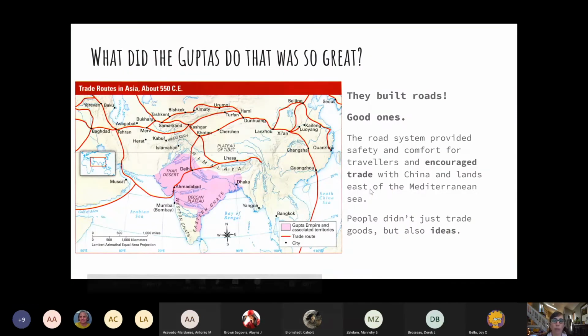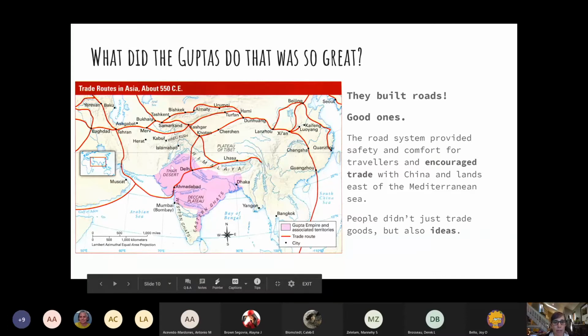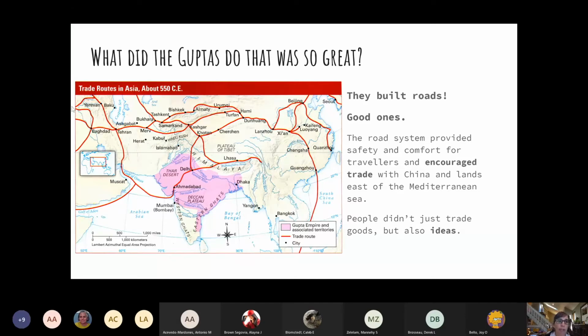All right, so what did the Guptas do that was so great? One of the things that they did is that they built really good roads, so people could travel all over that part of the world. I mean, take a look at this map. Here's India here, way over to China over here, way over to Arabia over here, and continuing on all the way over to Rome.